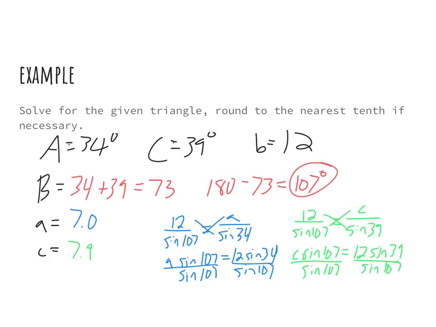The first thing you should have found was that angle B is 107 degrees. That gives you your ratio to compare everything to, so you should be using 12 over the sine of 107 to find the other two side lengths. To find A, you have 12 over the sine of 107 is equal to A over the sine of 34. Cross multiply and solve. You should get that A is 7.0. For C, you should have 12 over the sine of 107 is equal to C over the sine of 39. Cross multiply and solve, and you should get that C is 7.9.